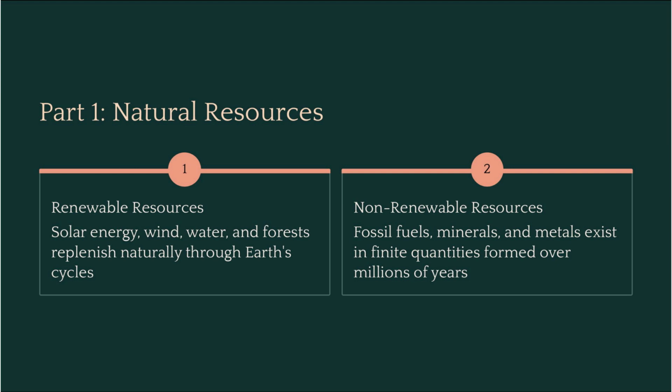Let's start with Part 1, Natural Resources. These are just any materials from Earth we find useful. Think of Earth as a giant supermarket. Some aisles have renewable goods, like sunlight, wind, or trees, which the store restocks on its own. Other aisles have non-renewable goods, like coal or copper. Once you take them off the shelf, they're gone for good, or at least for millions of years.